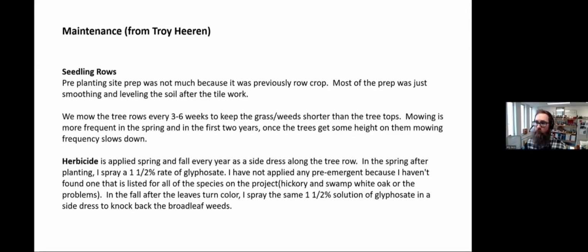This is a good one because actually I wondered it too. Can you apply glyphosate to tree bark when dormant? Yes, and that's what Troy's been doing.